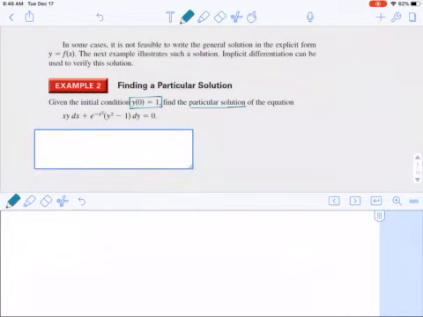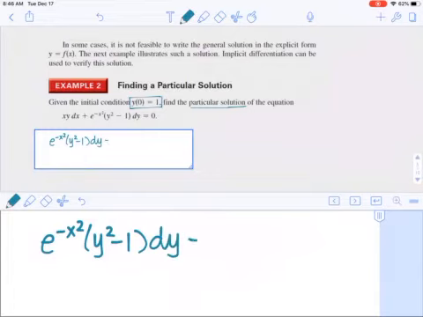So one thing to notice, the dx and the dy are already separated. And so you just need to move one to the other side. It doesn't matter what you do. I'm going to leave the e to the negative x squared times y squared minus 1 dy on this side, and I will do negative xy dx on the other side. So I just subtracted that first term to the other side.